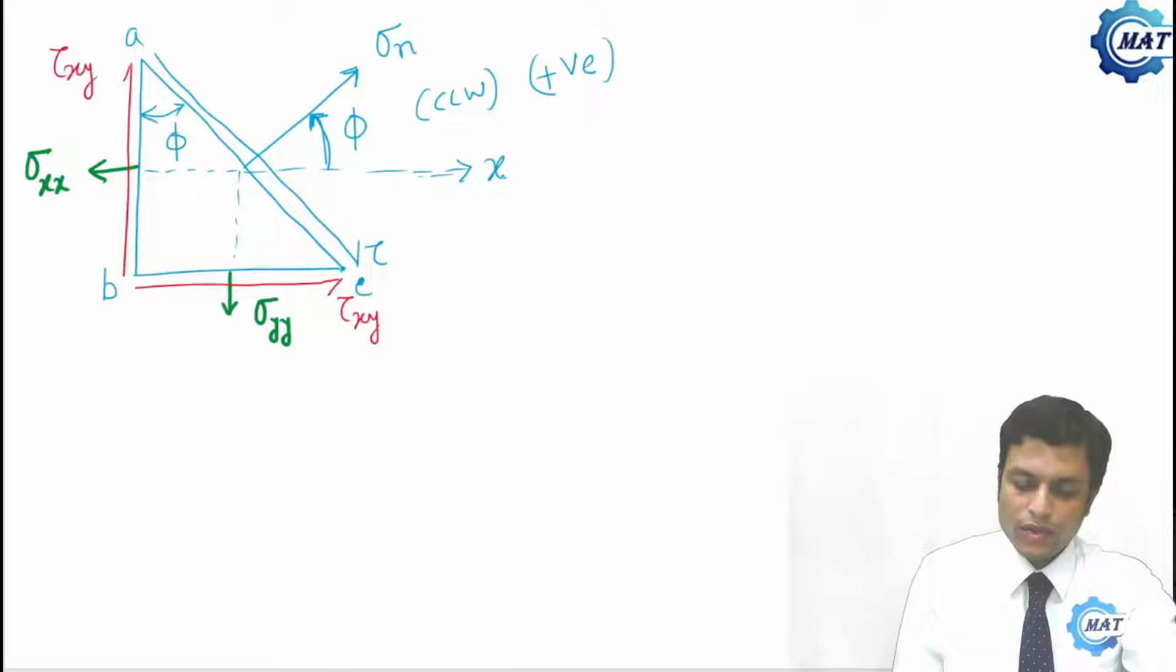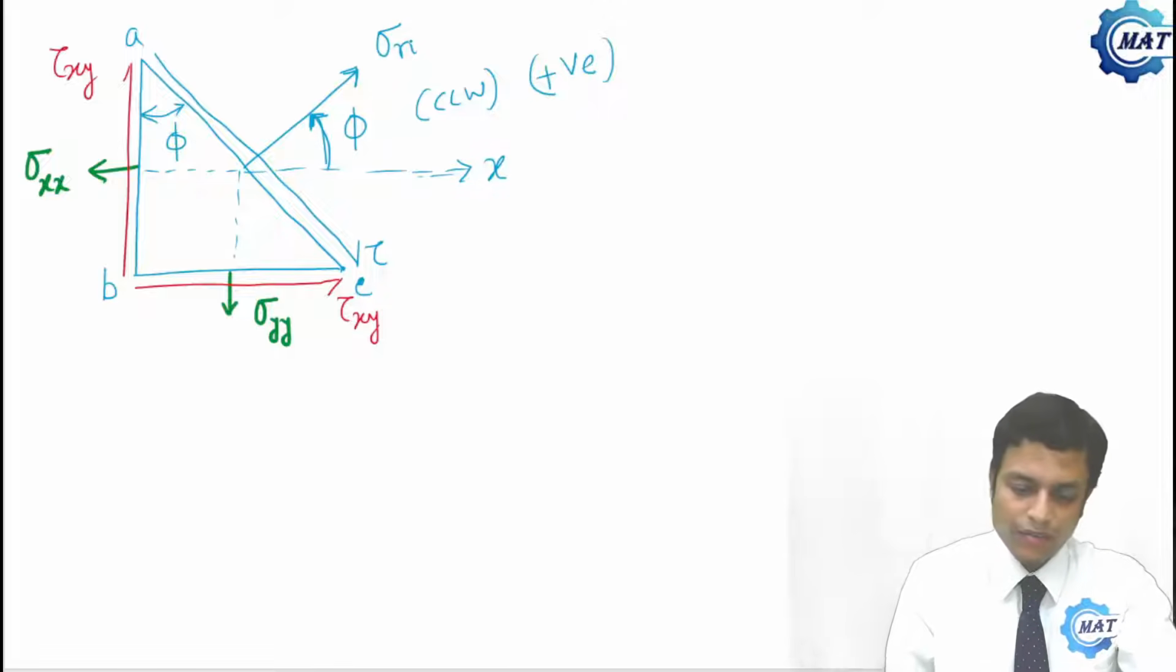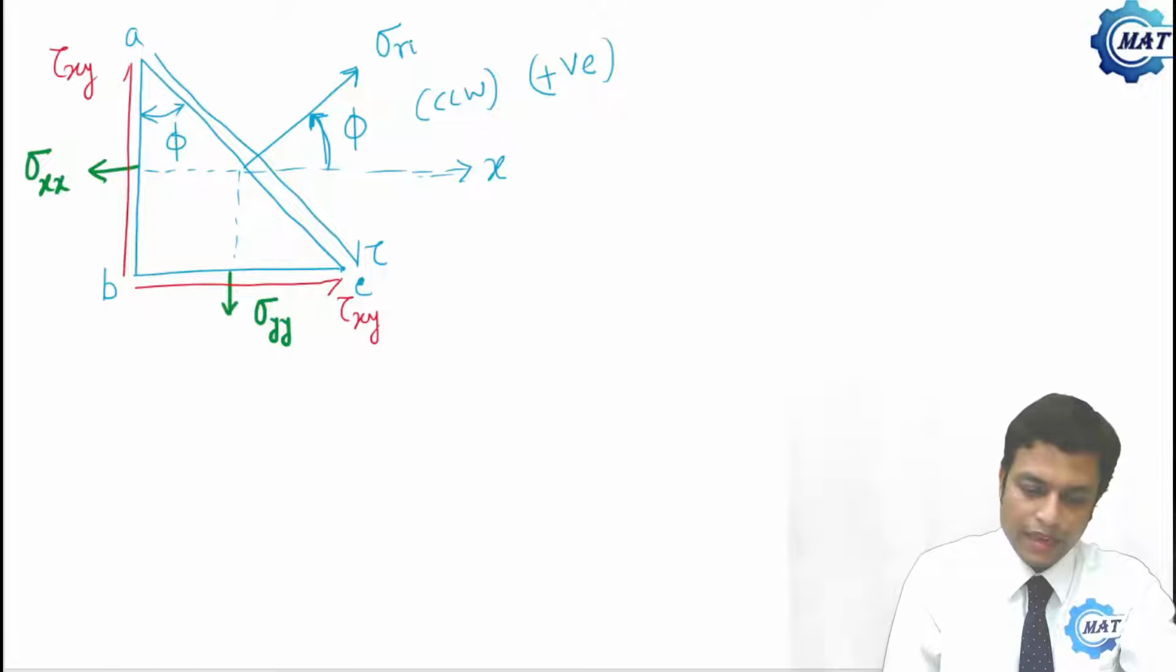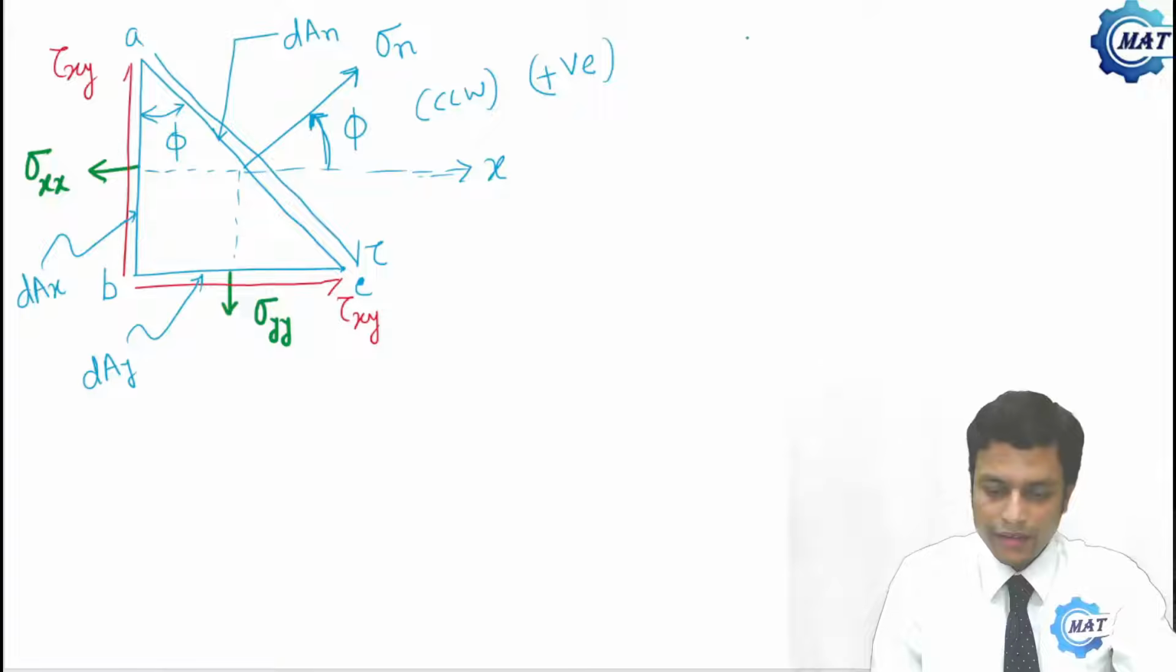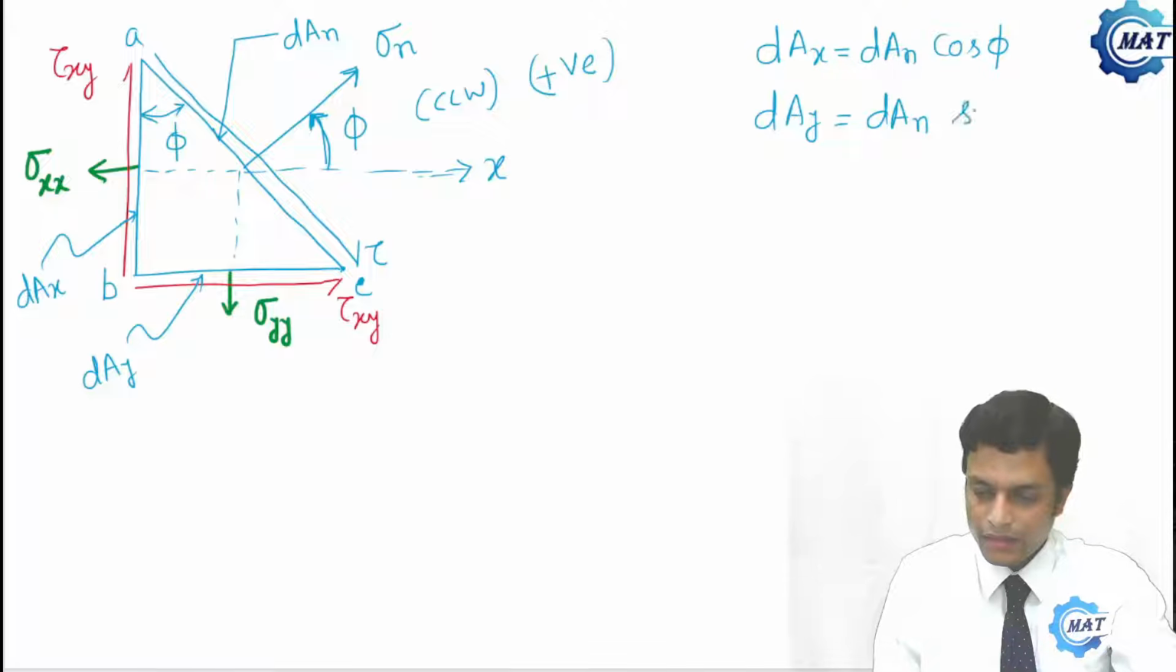Now we have to calculate the value of sigma n. Before that, let me define the areas. The area of this plane is dA n, the area of this plane is dA y and the area of this plane is dA x. Similarly here, dA x is dA n cos phi and dA y is dA n sin phi.